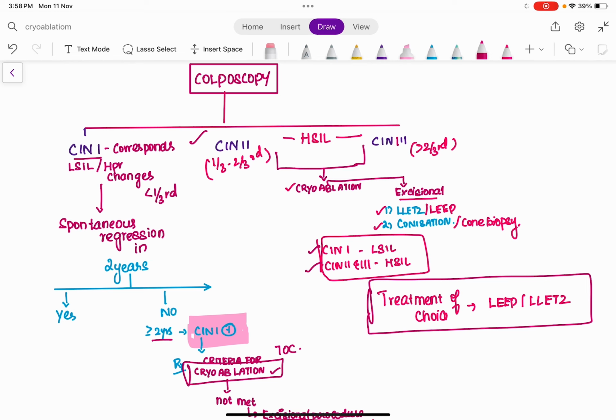In the subsequent module, we'll be discussing what cryoablation is and the principle of this procedure, and we will also discuss LEEP or LLETZ. Is that clear? Regarding conization, we have discussed conization in the previous module itself.